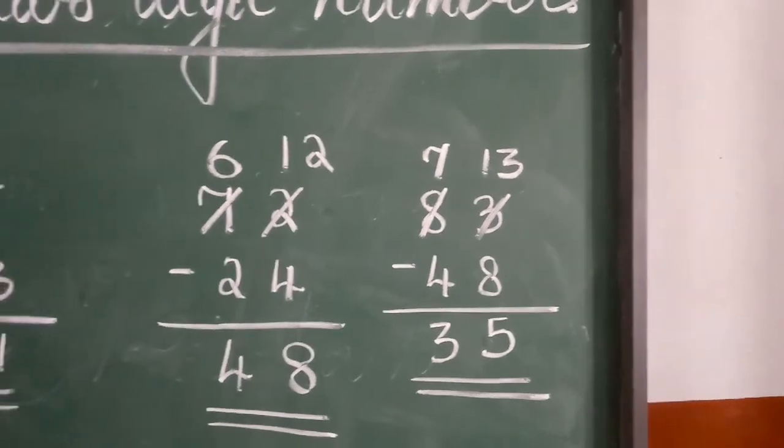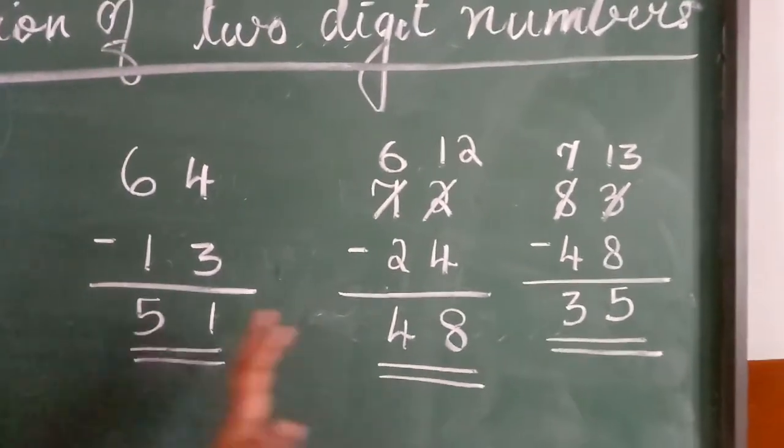Now it's clear how to subtract a two-digit number without borrowing and with borrowing.